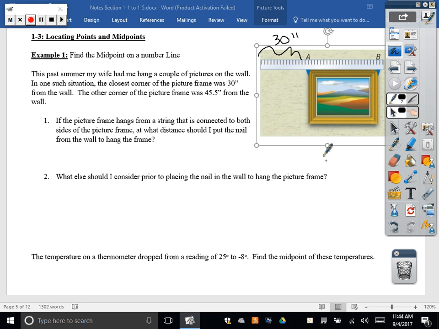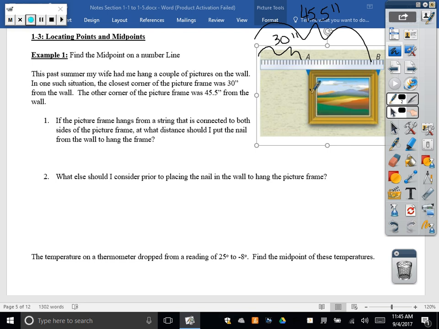Okay? And then it says the other corner of the picture frame was 45.5 inches from the wall. So if I go ahead and do this, right there, 45.5 inches from the wall. Okay? And so the question is, number one, if the picture frame hangs from a string that is connected to both sides of the picture frame, at what distance should I put the nail from the wall to hang the frame?